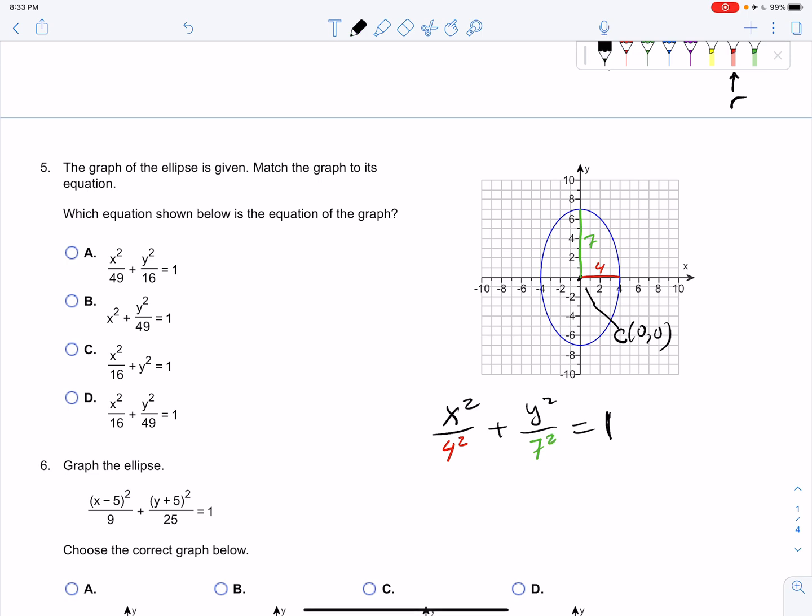And that equation right there would graph this particular graph. In fact, we could check it. Maybe we'll check it, but let's first identify which one this is. It should be x squared over 16 plus y squared over 49. X squared over 16, it's going to be D.